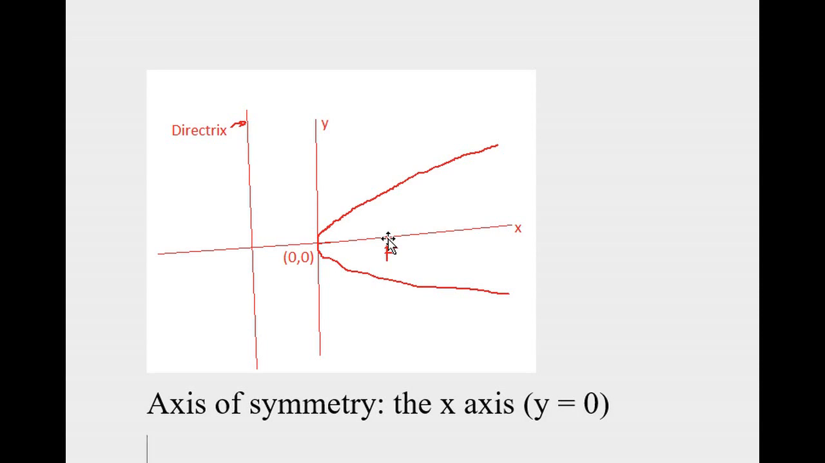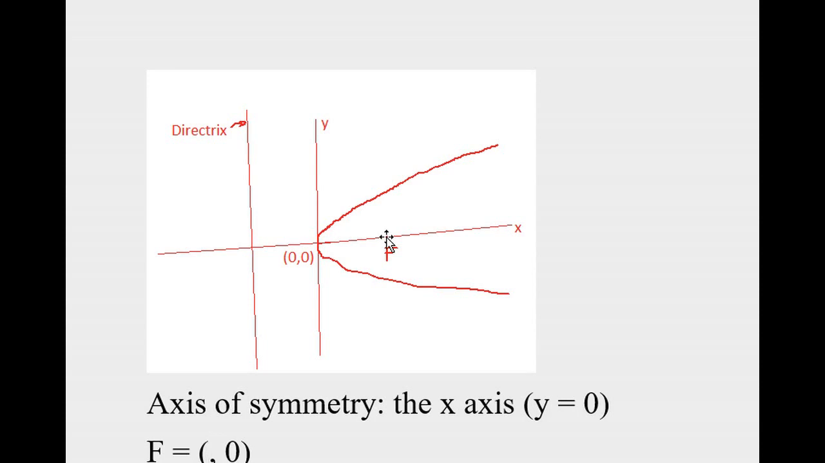Now how to find the coordinates of the focus? Focus is on the axis of symmetry, which is the x-axis. For all points on the x-axis, the y coordinate is 0. So you will write the y coordinate of the focus as 0. How to find the x coordinate?